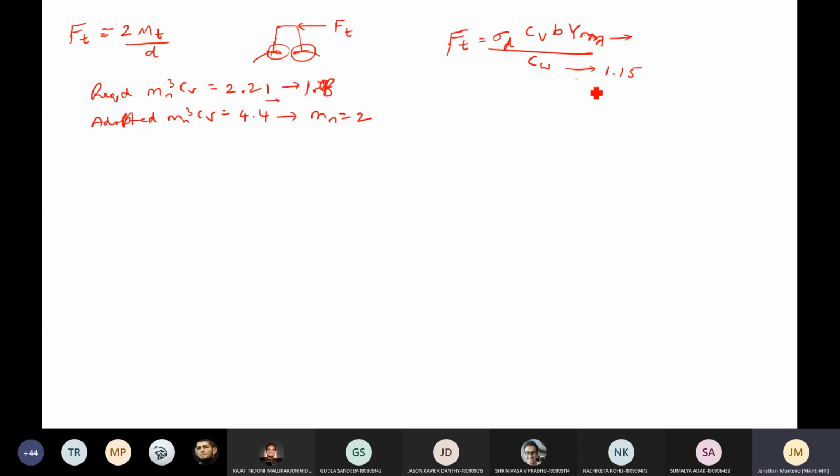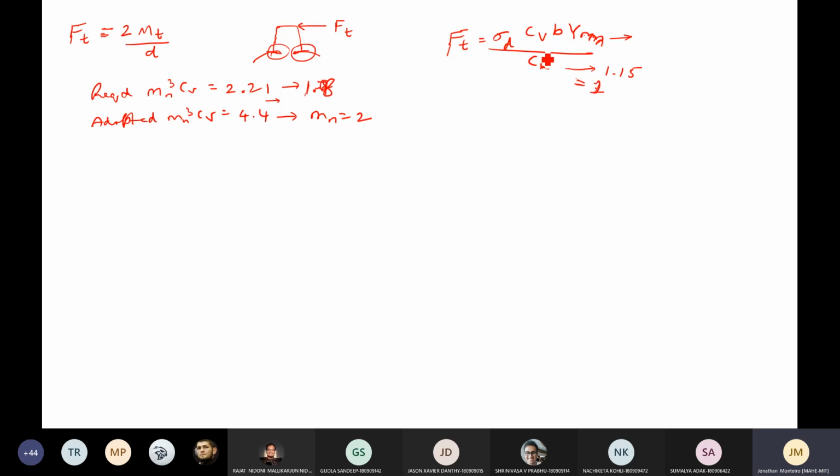Suppose the Cw value is equal to 1. What does it mean? If Cw is equal to 1, it means there is no lubrication at all. When you add values like 1.15 or 1.2 and so on, this lubricant will ease the load, reducing the Ft stresses on the gear. So these are the external parameters that we keep on adding.